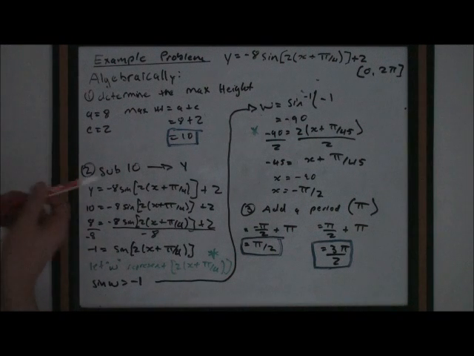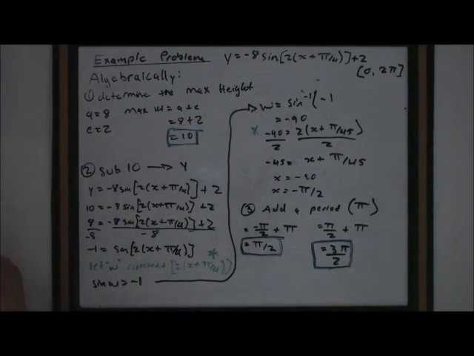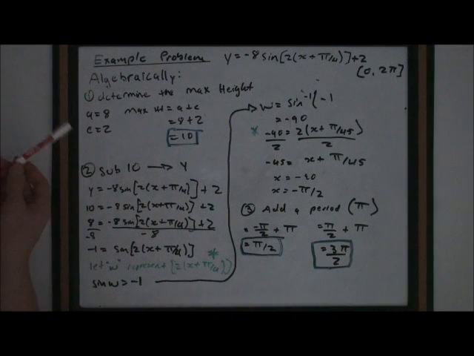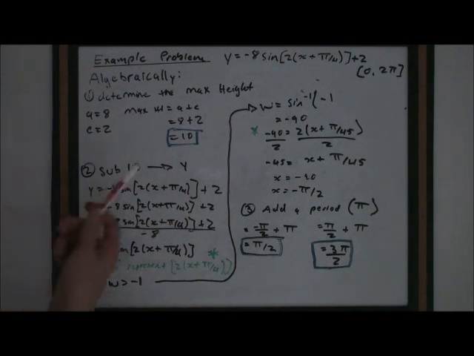There's 3 steps. The first step is determining the max height. So I mentioned earlier that the max height has to do with your a value and c value. So we're going to add them together, a and c. 8 and 2. So 8 plus 2 is 10. So our max height is 10.